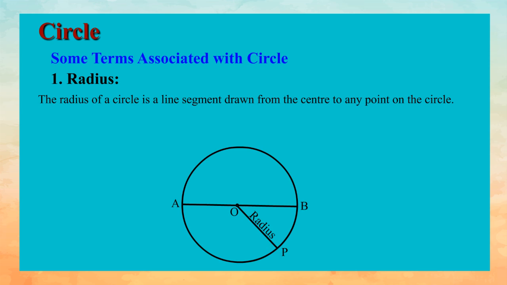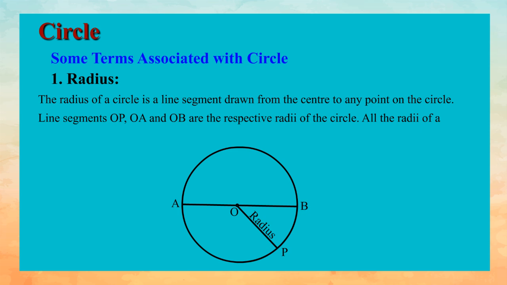Some terms associated with a circle. 1. Radius. The radius of a circle is a line segment drawn from the center to any point on the circle. Line segments OP, OA, and OB are the respective radii of the circle. All the radii of a circle are equal in length. The plural of radius is called radii.